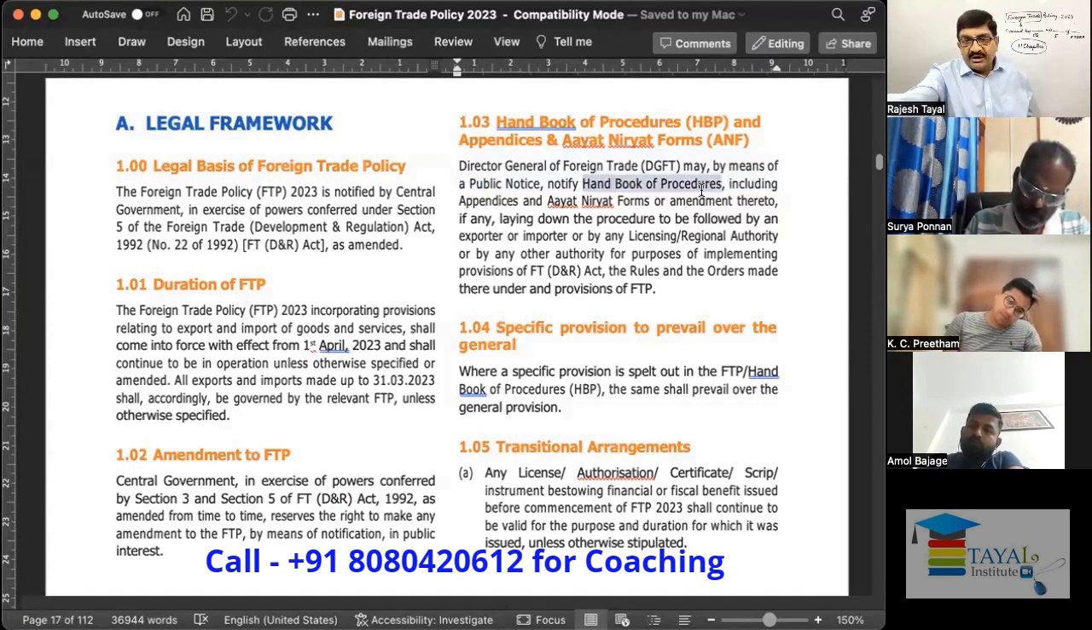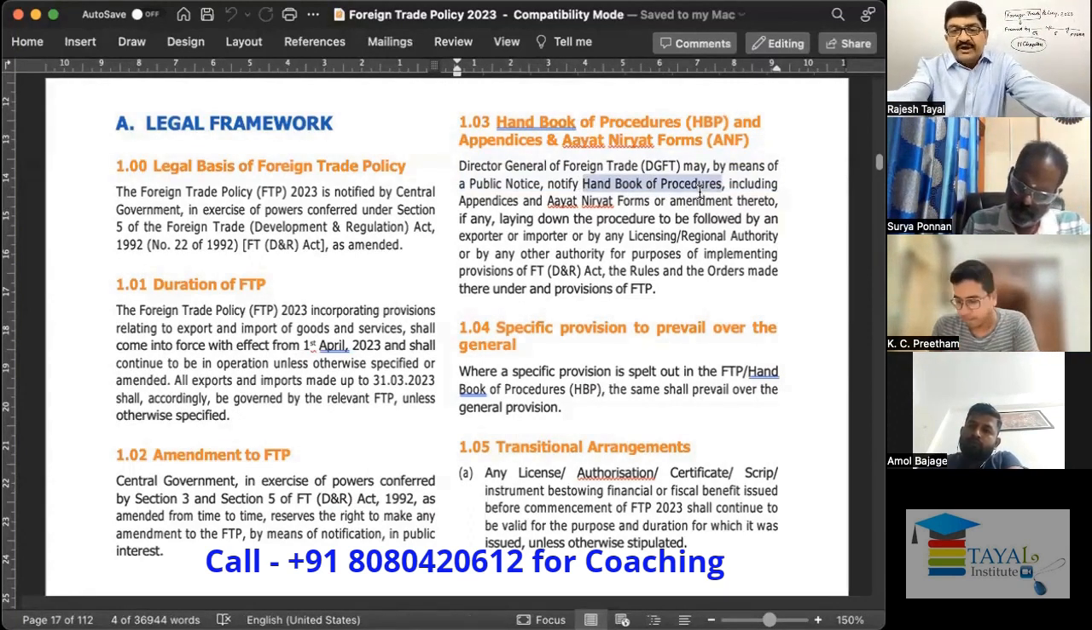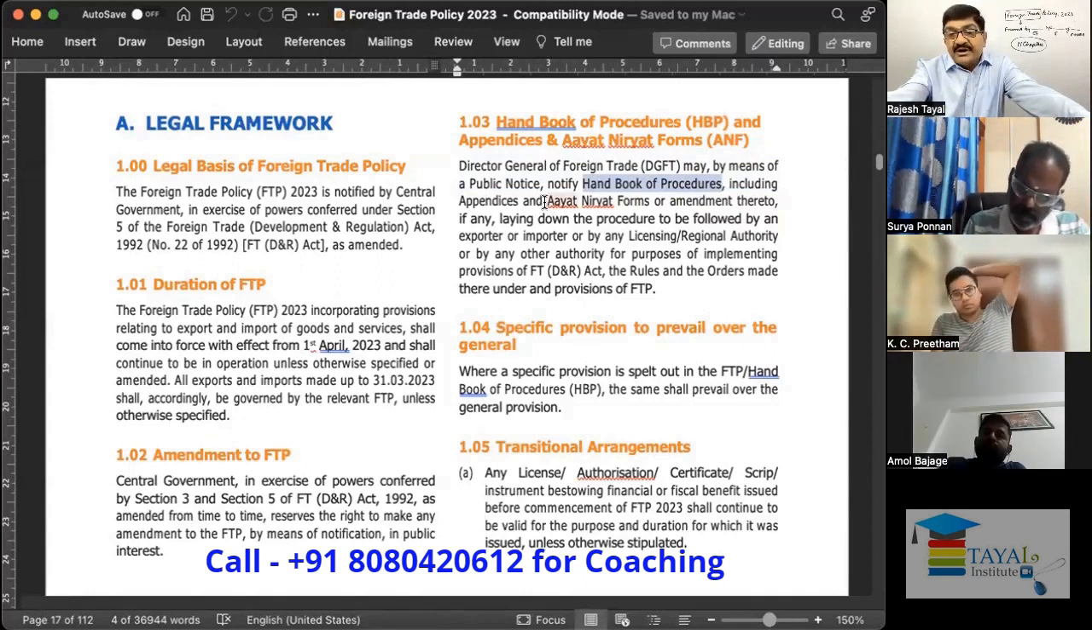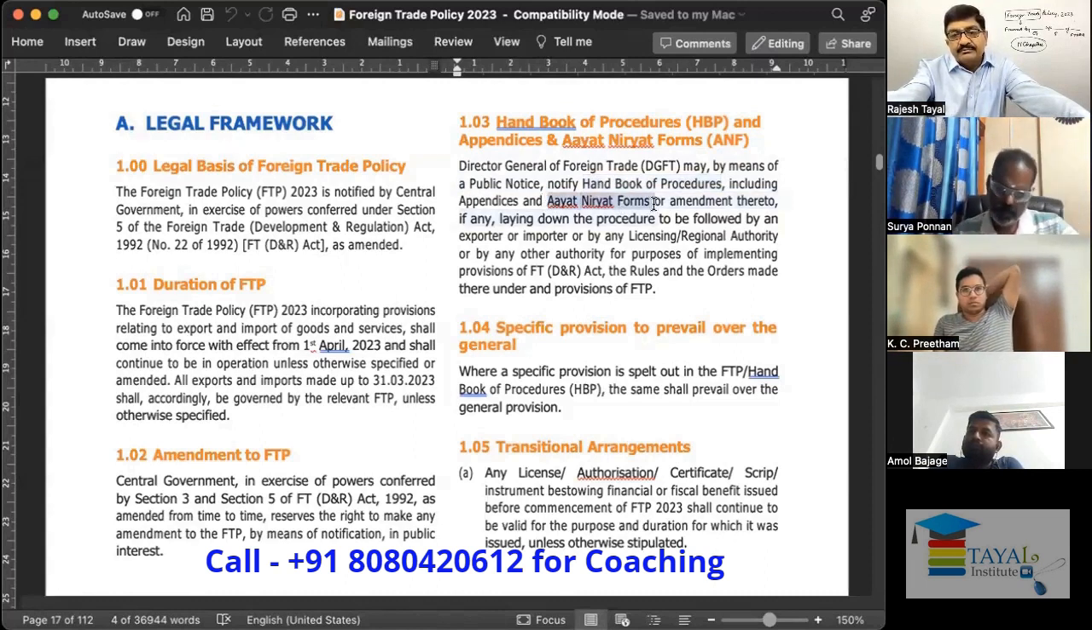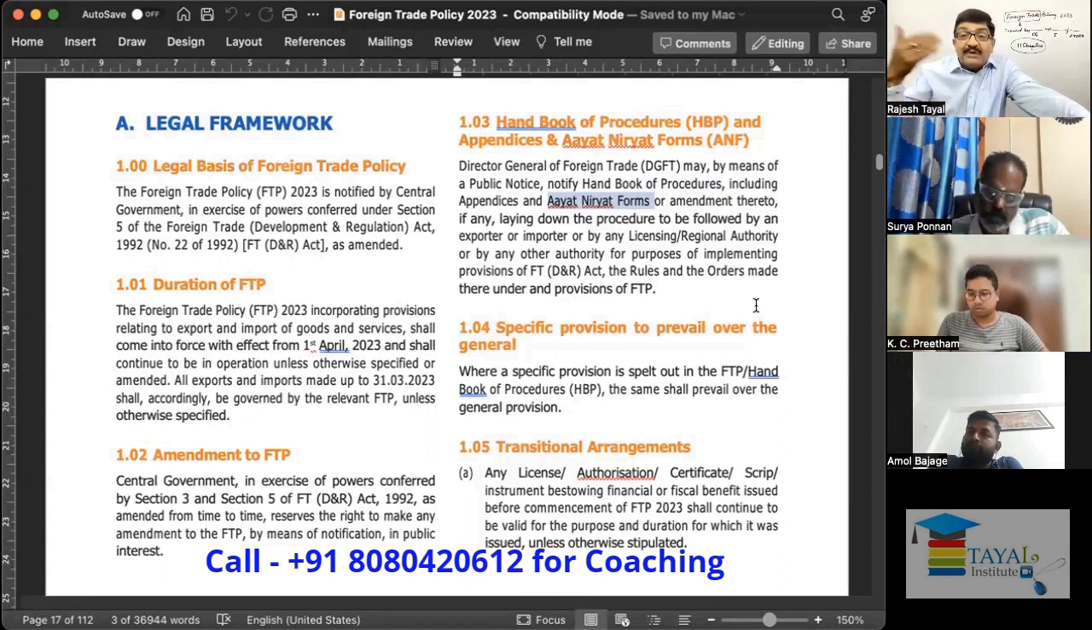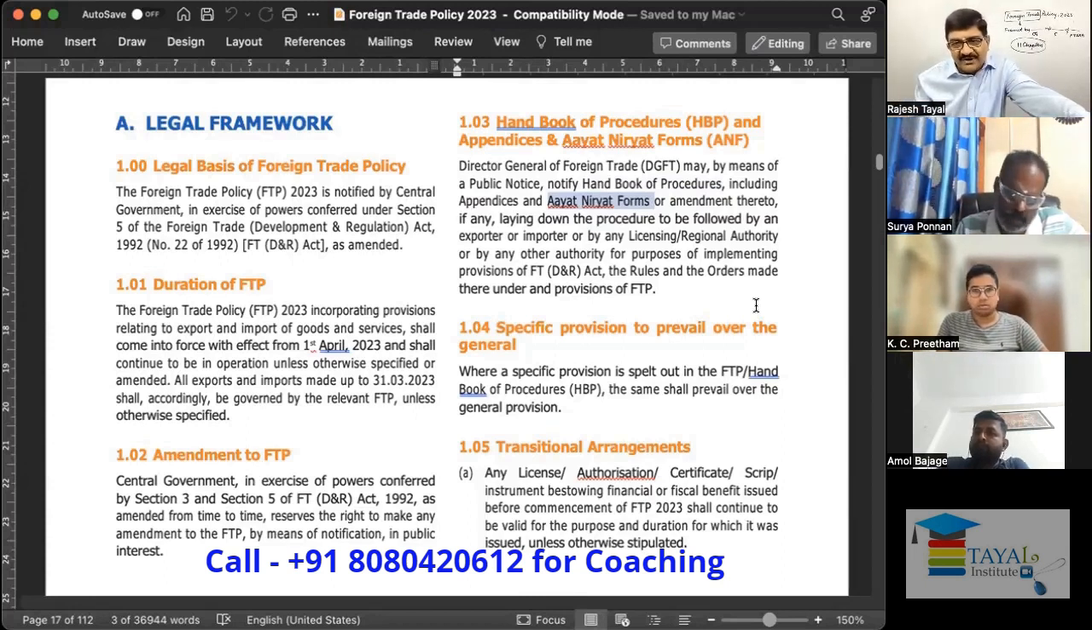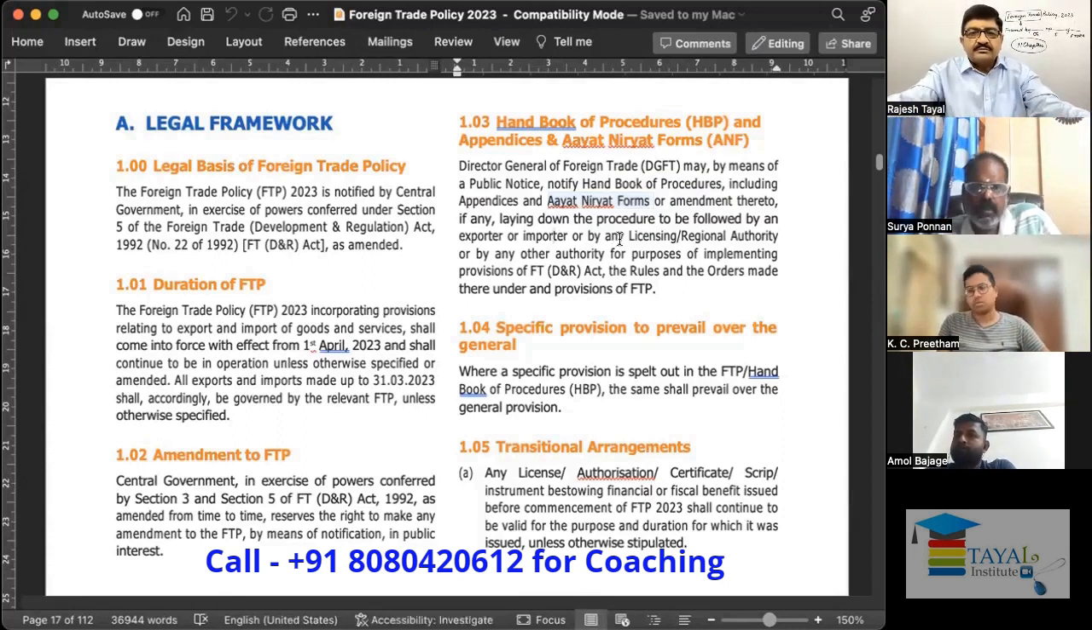In the handbook of procedure, add this further: by DGFT in the handbook of procedures. Okay, all the forms related to import export are called ANF. ANF stands for Ayat Niryat Forms. Later on, I'll show you the number of forms in this policy in the handbook of procedures. Those are all ANF: ANF number 1, 2, 3, 4, 5, 6, 7. What is the ANF? ANF is Ayat Niryat Forms. Okay?